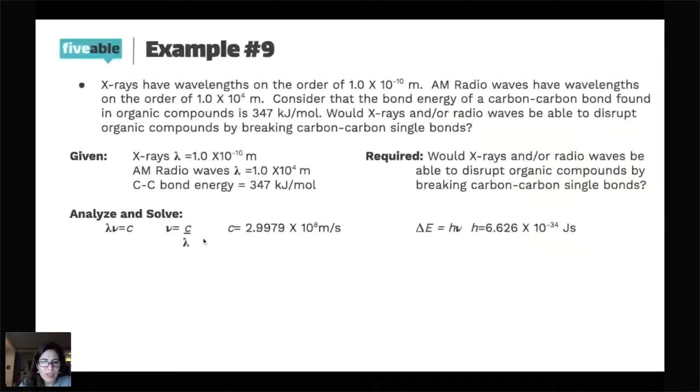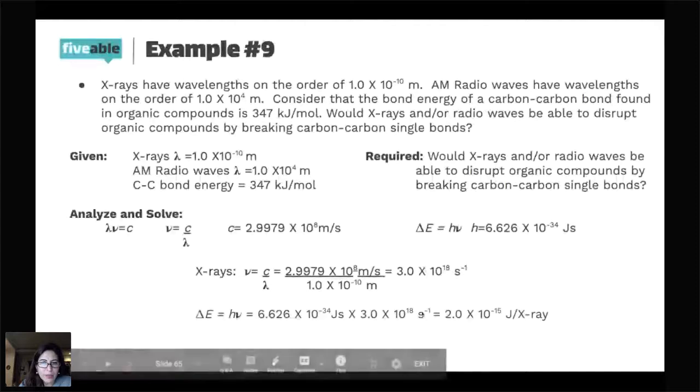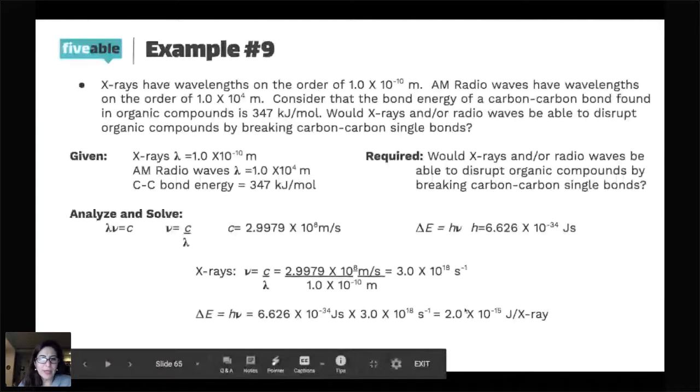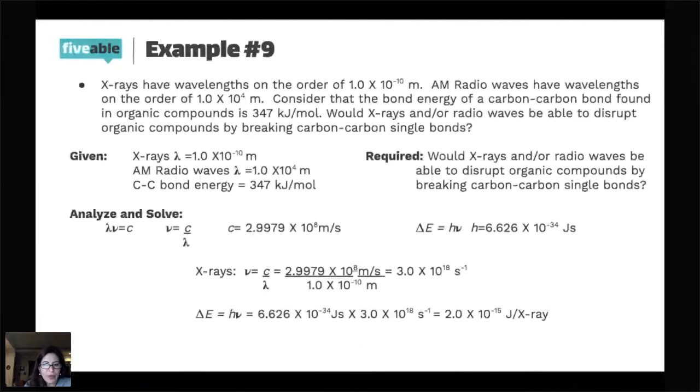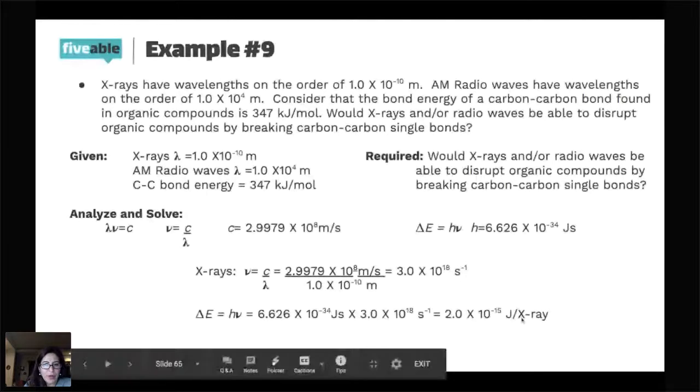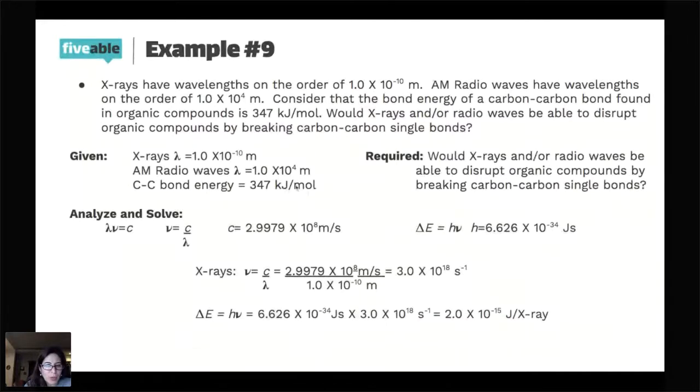So we solve for frequency for X-rays, and now we can place it on the formula. But now careful, because the answer that we have so far is going to be joules per X-ray, and we need to compare to kilojoules per mole.